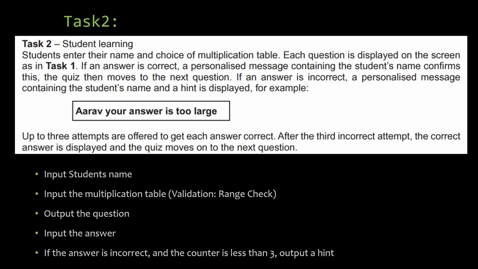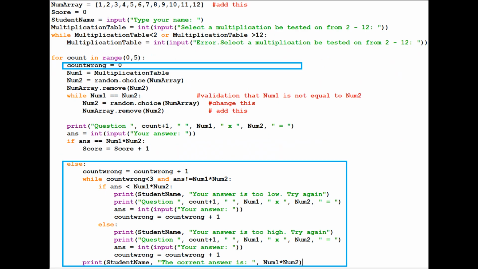So we need to take an input of the student's name, an input again of the multiplication table. We need to validate that input as well. We need to show the question. We need to take the answer as an input. And if the answer is incorrect, we need a counter. While the counter is still less than 3, we'll keep giving them other chances, and outputting a hint. Otherwise, we're going to output the answer. So it's actually very close to Task 1.